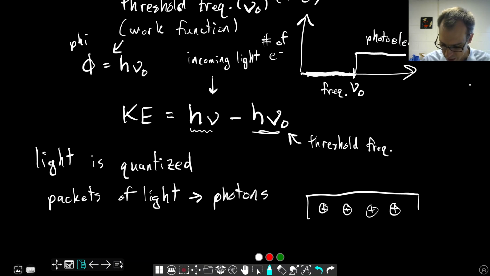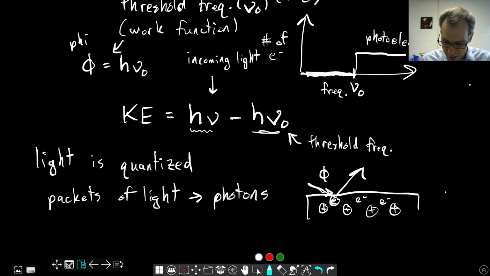So if we sort of picture this on an atomic level, we have the positive charges of the nucleus, and there's some electrons sort of loosely associated with this. And if we give those electrons enough energy, they can leave. But you have to have sufficient energy to overcome the attraction between the positive and negative charges here. And that amount of energy you need is the work function, this phi.